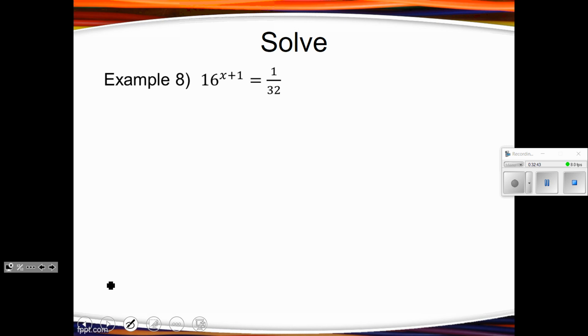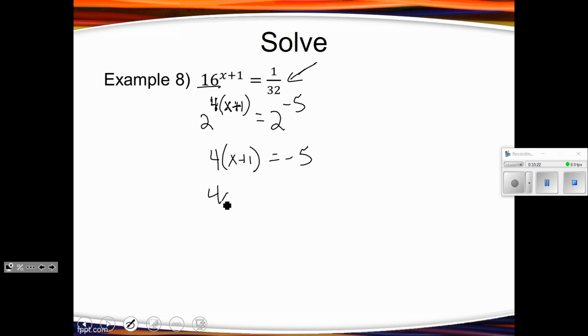All right, so we can change 16 to what? 2 to the 4th power times x plus 1. Let me get my board to write. And you can change 32 to 2 to the 5th, but then it's got to move through the fraction bar, so it's going to become 2 to the negative 5th. Okay? Anytime you see a fraction today, what is that going to imply to you? A negative exponent. Does that make sense? A negative exponent. Okay? So then we can say 4 times x plus 1 is equal to negative 5.